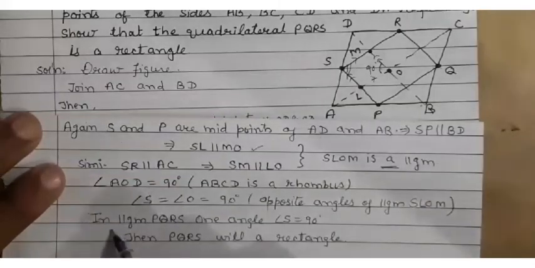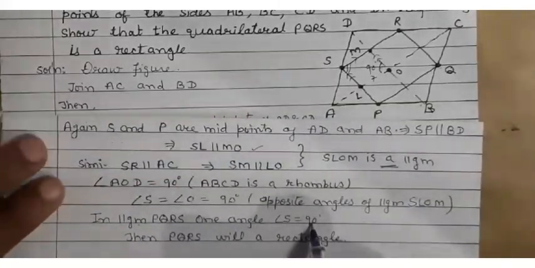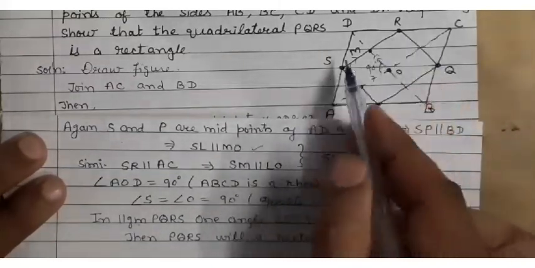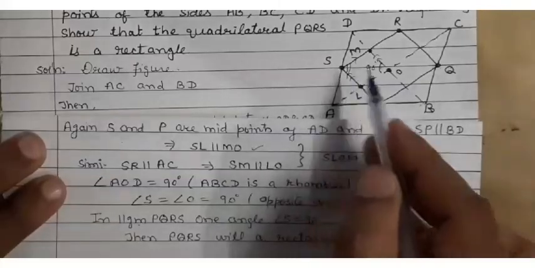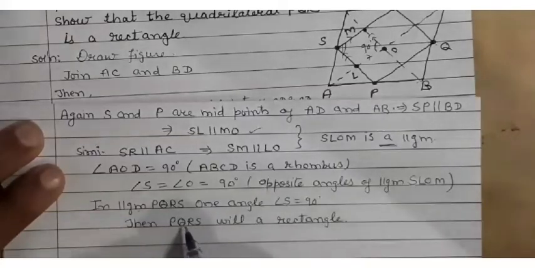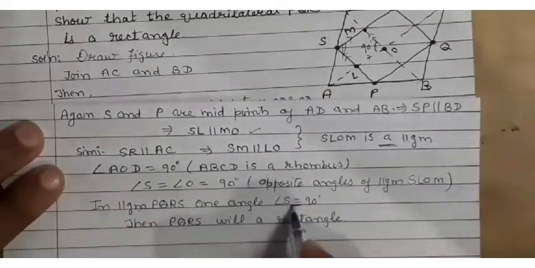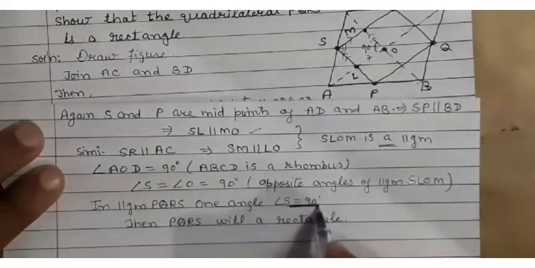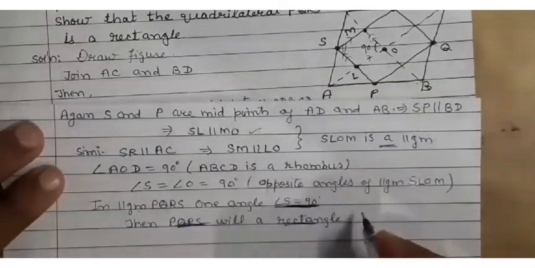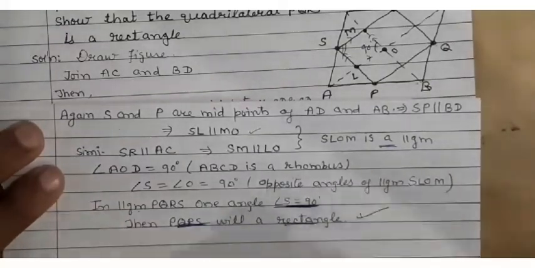In parallelogram PQRS, angle S is 90. Now, what do we know according to the definition of rectangle? When a parallelogram has one angle of 90 degrees, it becomes a rectangle. Here one angle is 90 degrees. That is why this parallelogram becomes a rectangle. This is your solution.